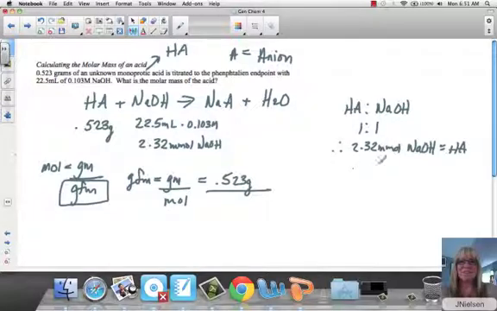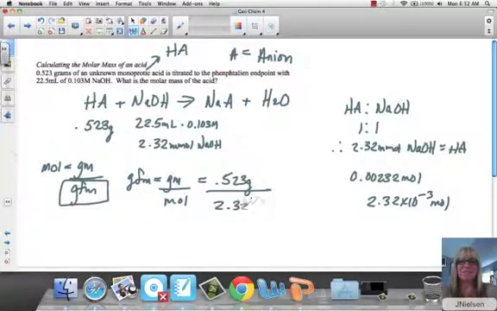But for agreement of units, we need to divide by 1,000, right? Because this is millimoles and we need moles. So I'm going to move the decimal 3 places to the left. So that's going to give me 0.00232 moles, or 2.32 times 10 to the negative third moles.